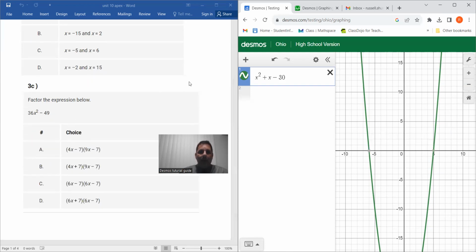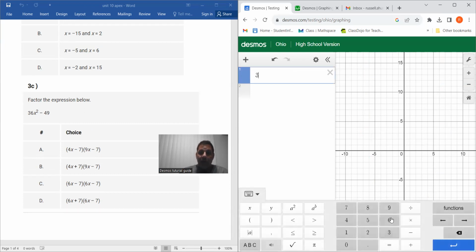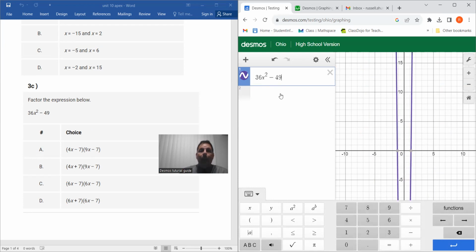And then we got an example here, factor the expression. Now, this is a special case. Your teacher can teach you what the difference of perfect squares is. It's when you have only two terms with a minus in between, and the front and the back are both perfect squares. 36x squared is a perfect square of 6x, and 49 is 7 squared. So we know the front and back would be 6x and 7, and there would be a plus or a minus in between.